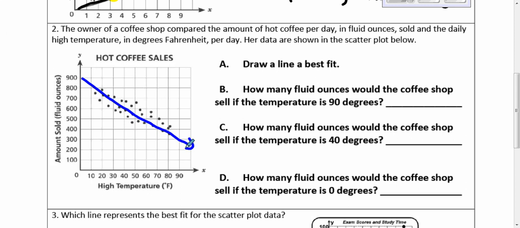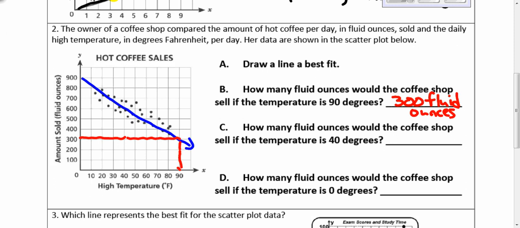B says how many fluid ounces would the coffee shop sell if the temperature is 90 degrees. So I'm going to go to 90 right here and go up and across, and according to my trend line, they would sell 300 fluid ounces.